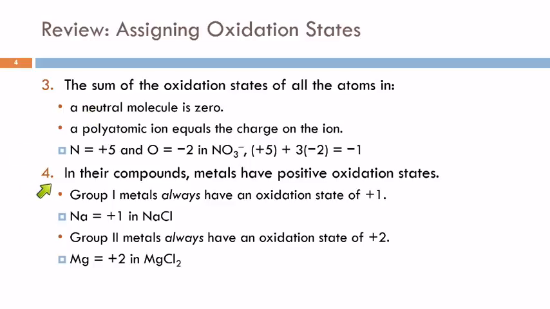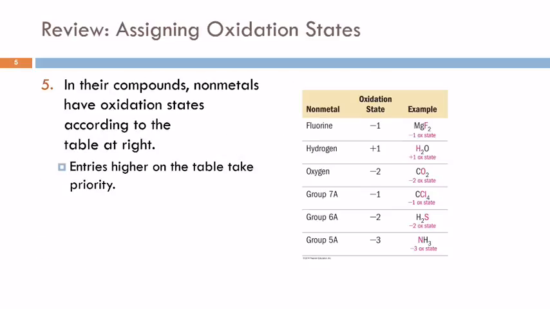In their compounds, metals are always going to have positive oxidation states, just like they always form positive ions. And group 1 always has an oxidation state of +1 in a compound. Group 2 is always +2. And then we have the nonmetals, and that requires a little more understanding, a little more remembering. And so we follow this table.